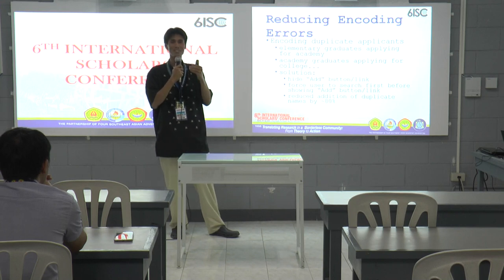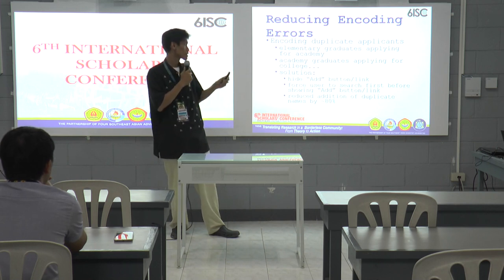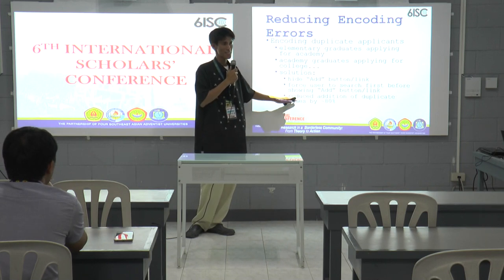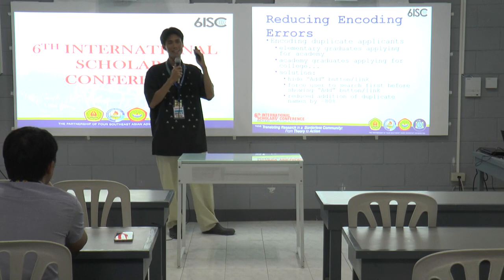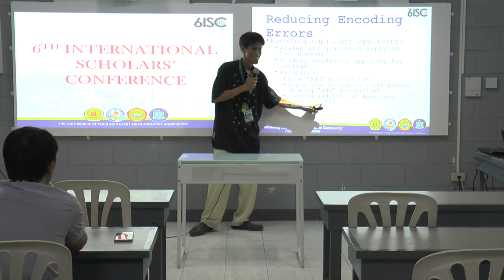So they have to first find the search. They have to search the applicant's name. If it's not there, then they can see the add button. So in my observation, there are no real numbers, just my observation, it reduced the duplicate entries by about 80% in my estimation.